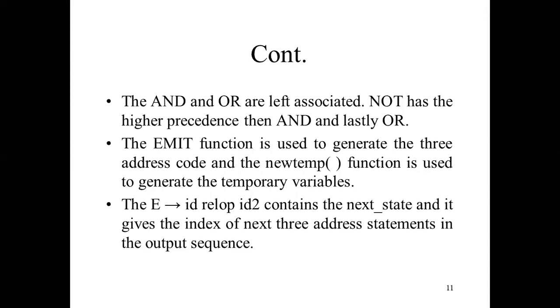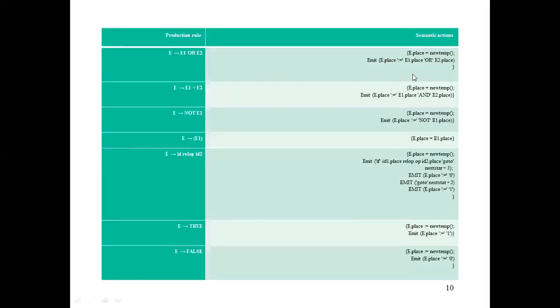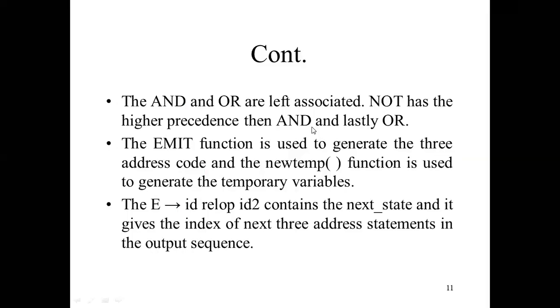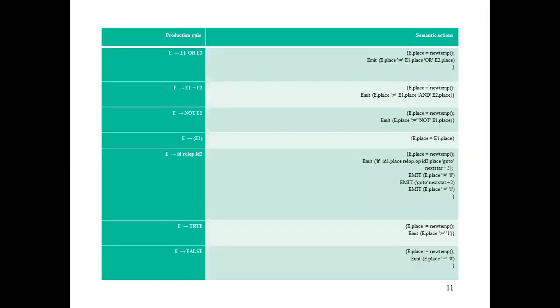The emit function is used to generate the three address code. In the last slide we used the emit function during the semantic action. The emit function, a sort of function, is used to generate the three address code. And the newtemp function is used to generate the temporary variable. Here you can see E dot place is equal to newtemp, it is written here.